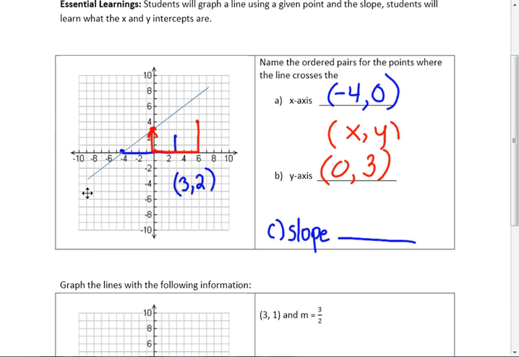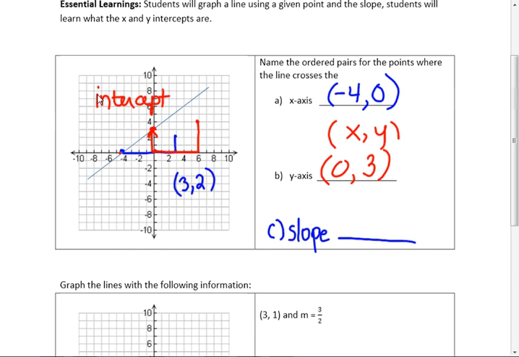When a line crosses an axis, it's called an intercept. You guys like football, a pass interception. So the line's intercepted there and intercepted there. It's like an intersection. But now, does anybody figure out what the slope is?